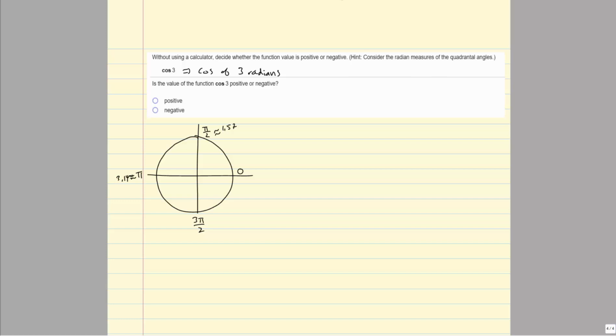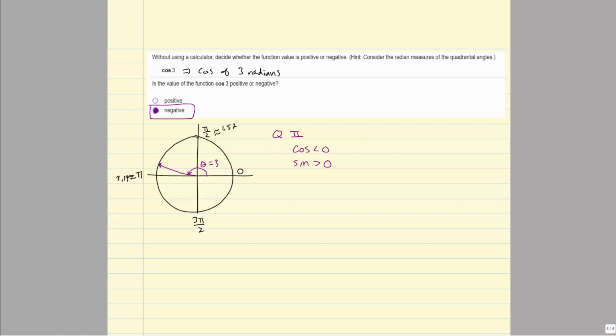This is approximately 3.14 radians. So 3 radians would be really close to this. So 3 radians would be something like theta equals 3 radians. Well, that puts me in quadrant 2. And in quadrant 2, I know that my cosine is negative, and I know that my sine is positive. So is the value of the function cosine 3 positive or negative? It should be negative because I'm in the second quadrant, and in the second quadrant, cosine is negative. And again, that's that less than 0 that has the same meaning.